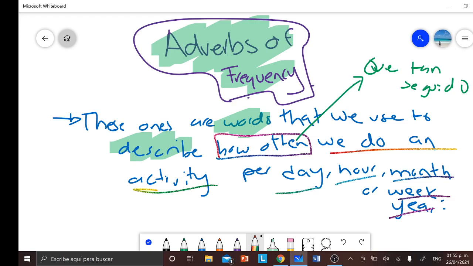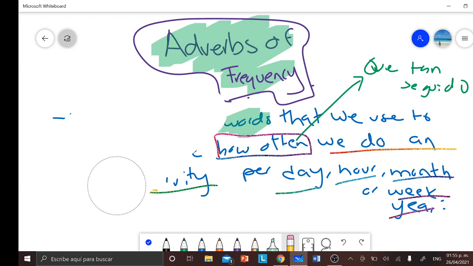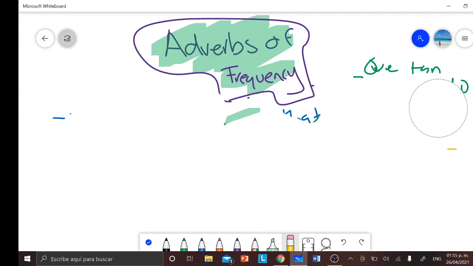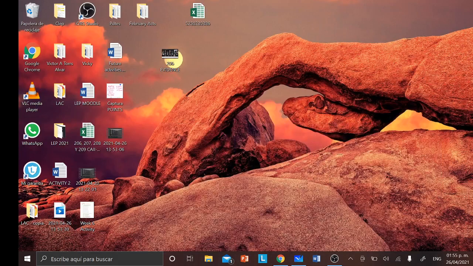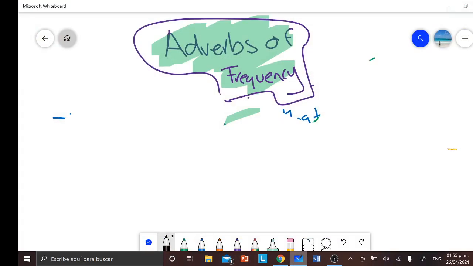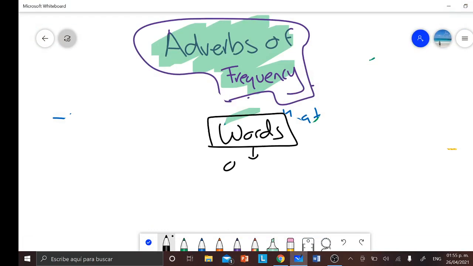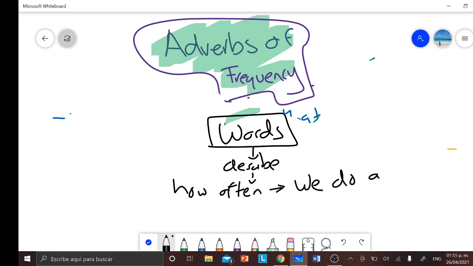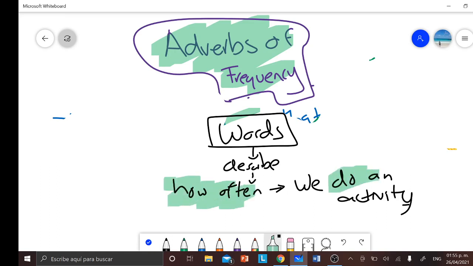Yeah? So one more time, in simple words, as I was telling you, the adverbs of frequency are words, son palabras that describe how often we do an activity. Es una palabra o son palabras que utilizamos para decir how often, qué tan seguido we do an activity, qué tan seguido hacemos una actividad por día, por mes, por año, whatever.